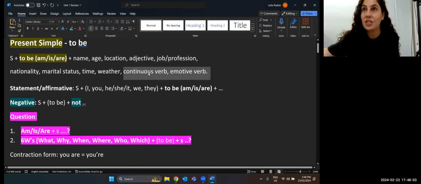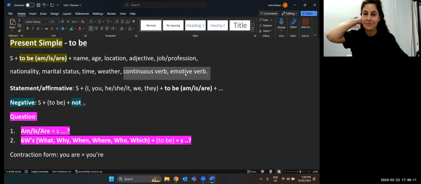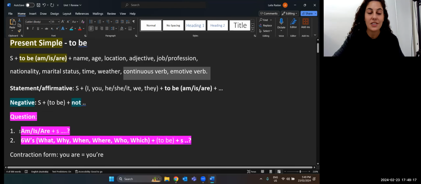Are you working tomorrow? Are you studying tomorrow? Or an emotive verb. As I said, they're different to just your normal verbs, like to study, to sing, to dance, to whatever. These have a feeling connected to them. Like, are you tired? Are you happy? Are you excited because of something, whatever? Yeah, does that help?